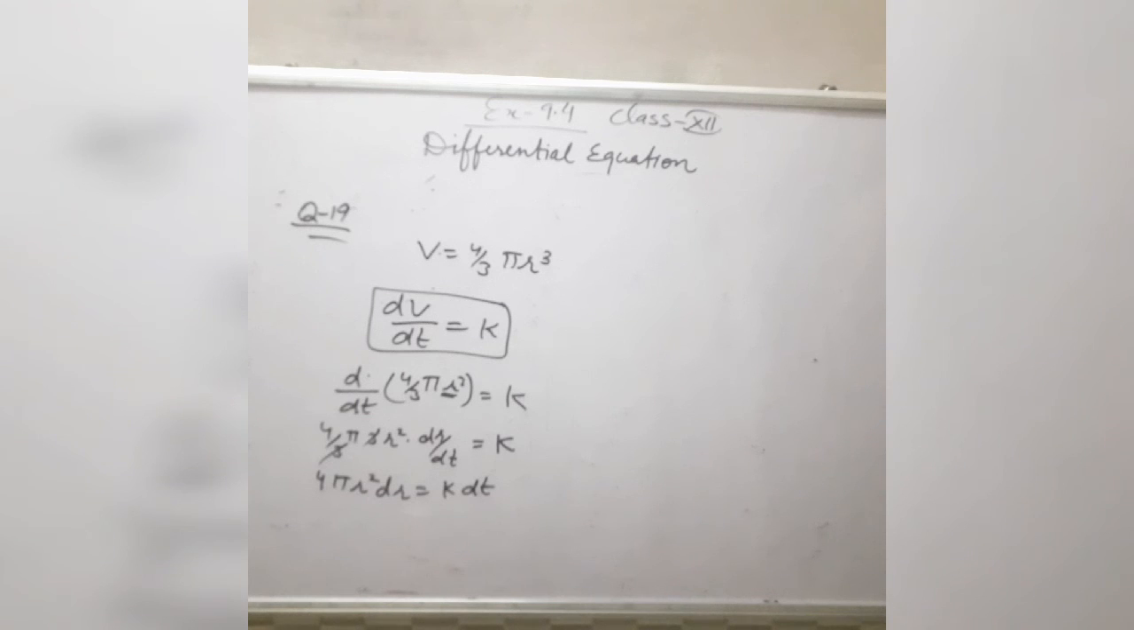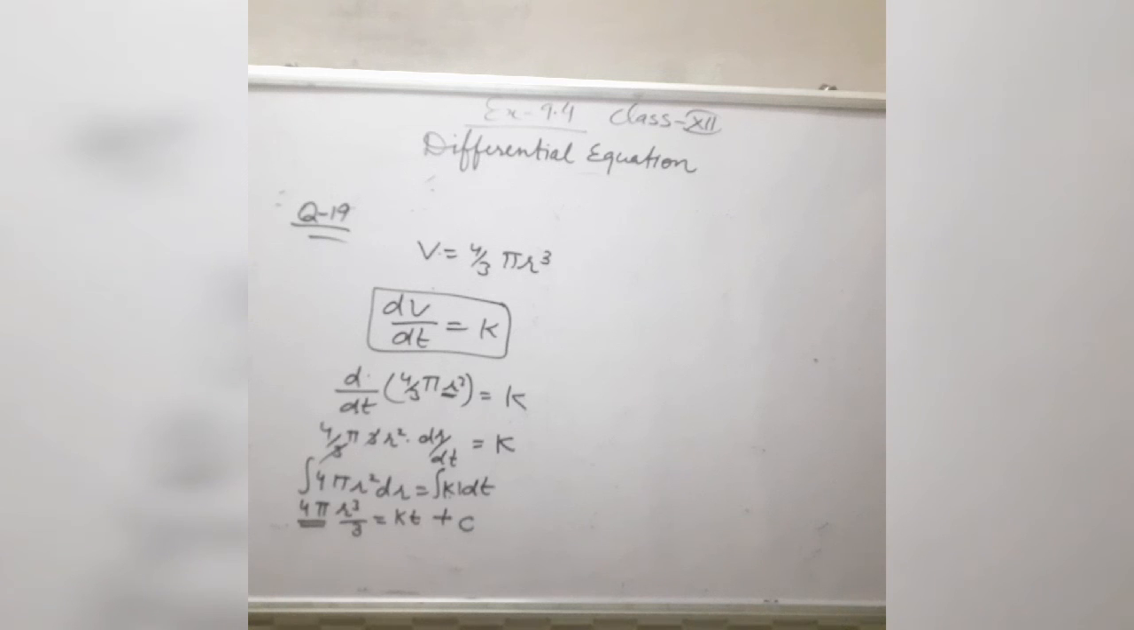Clear? So now integrating both sides. After taking integration, 4 pi is a constant term. Integration of r square with respect to r is r cube by 3. Integration of k with respect to t, k is a constant term. Integration of 1 with respect to t is t, plus integration constant c. Now all of you know what the statement is.